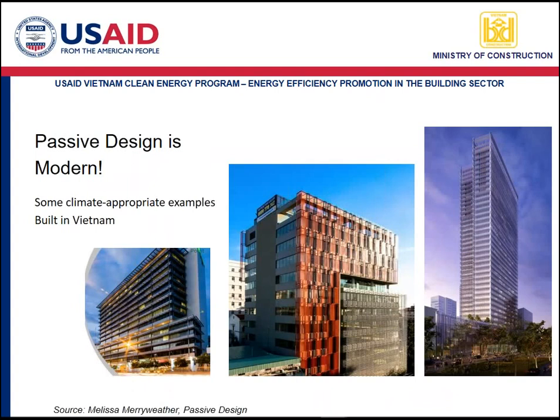On the other hand, these three buildings in Ho Chi Minh are good examples of climate adapted, climate appropriate new buildings. They have about 50% glass area. They have external shading on the glass. They have proper orientation. These are well-designed buildings for the climate. Much better designed than the other building.